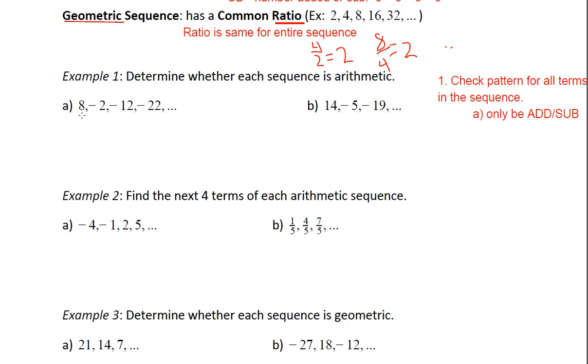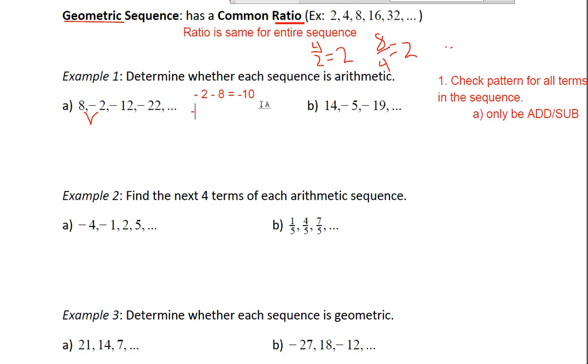So what we're going to do is come over here and use my pencil, and hopefully it's not too ugly, but I look between 8 and -2. So I say, okay, how do I go from 8 to -2? What you can always do is take the second term and subtract the first. So -2 minus 8. Hang on, let me do this the other way. Let me do it with text and maybe it'll be easier to read. So -2 minus 8 equals -10.